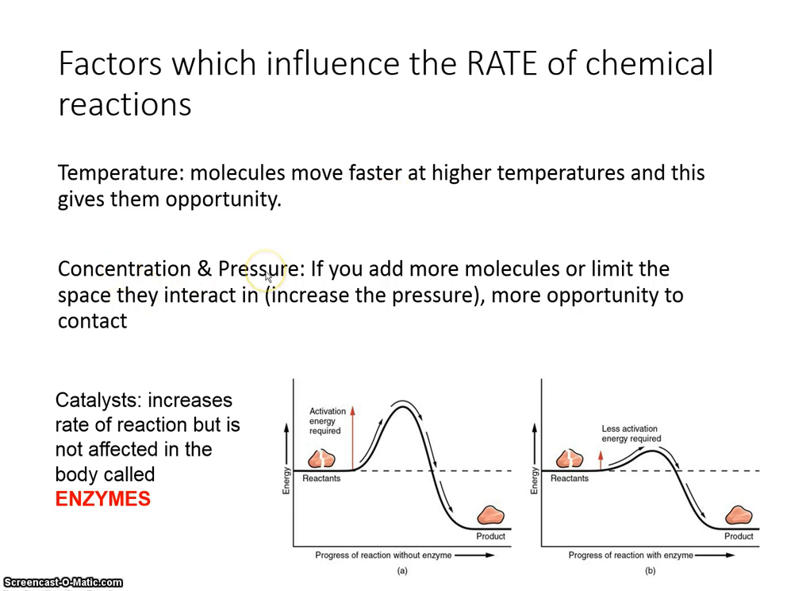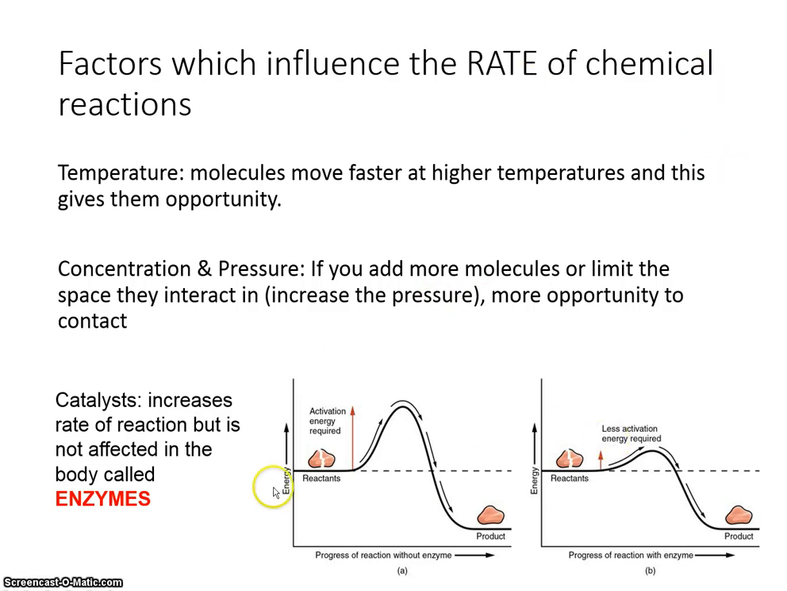Concentration and pressure also have an effect. Again, if you have more of the molecules of the reactants around, that's opportunity for the reaction to happen faster, all right? Pressure is going to force them together. So if you add more molecules or limit the space they interact in, such as increasing pressure, forcing them closer together, there's more opportunity for contact, and therefore the rate of the reaction goes up, okay?